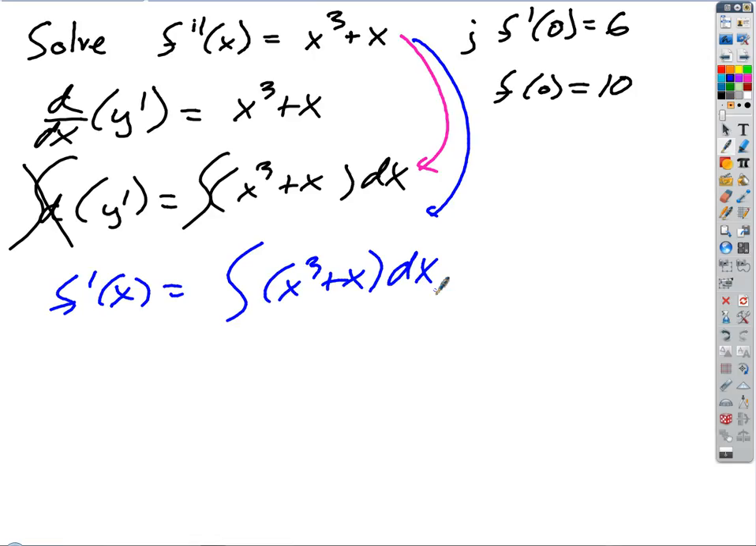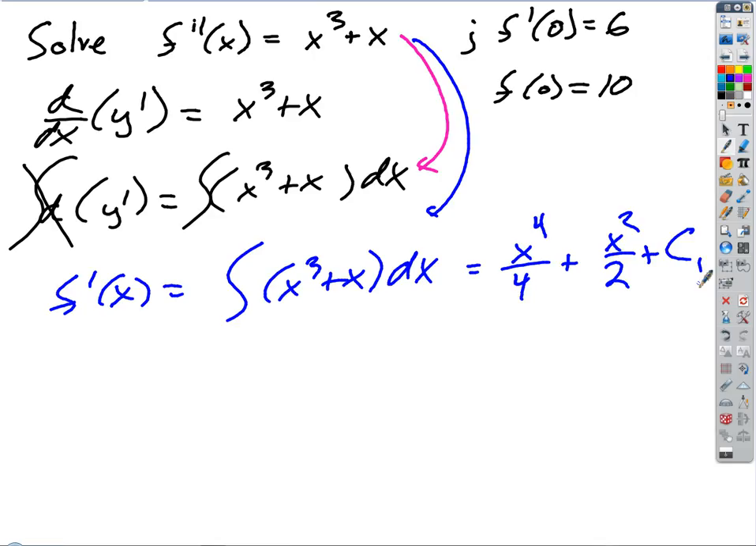1/4 x to the 4th. Okay, good. Plus 1/2 x squared. Okay. Plus, I'll call it C1, some constant, right?